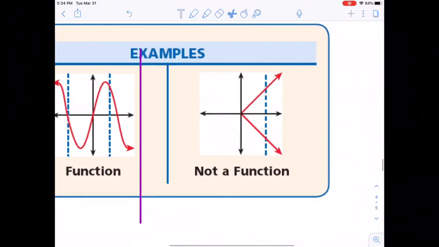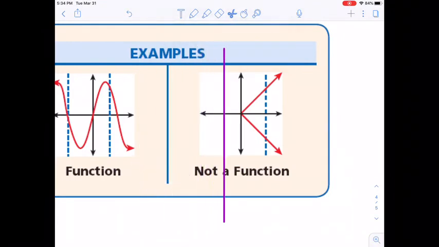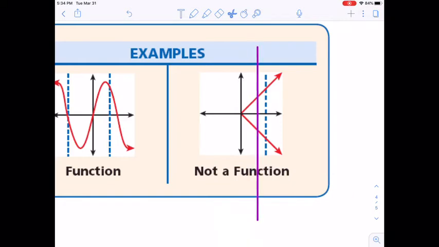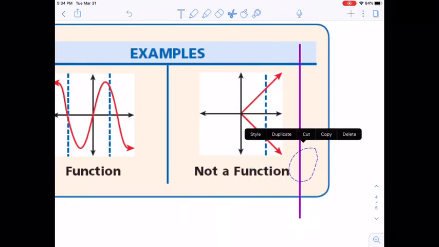As I look at this example, as I move this vertical line across the graph, you see that it's hitting 2 points on the red graph at the same time, all the way across. So this one is not a function.